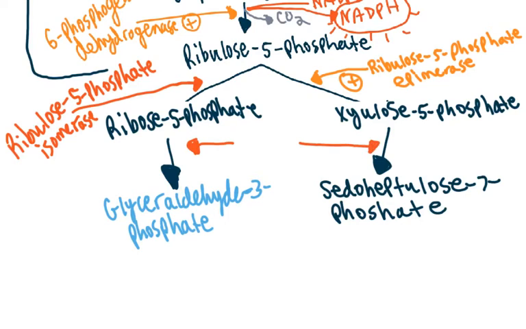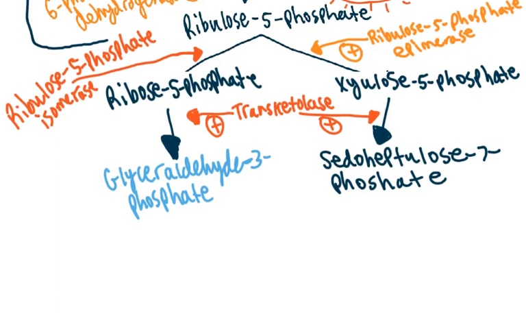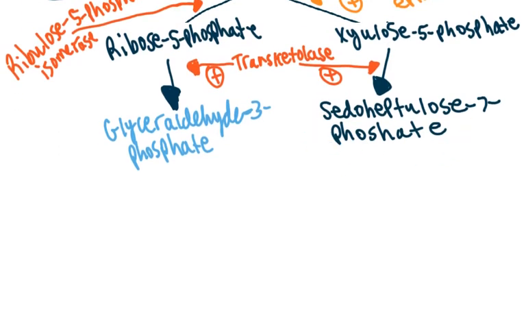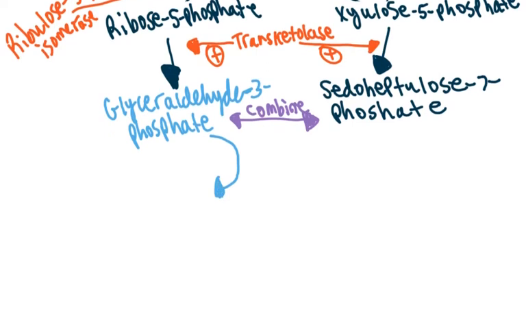Again, for the conversion from ribulose 5-phosphate to ribose 5-phosphate, we used an isomerase enzyme, and an epimerase enzyme for the other reaction. But when we went from ribose 5-phosphate to glyceraldehyde 3-phosphate and xylulose 5-phosphate to sedoheptulose 7-phosphate, we used a transketolase enzyme. So a transketolase enzyme catalyzed both of these reactions. Now what can happen is that sedoheptulose 7-phosphate and glyceraldehyde 3-phosphate can combine with each other, and then after they combine, glyceraldehyde 3-phosphate can turn into fructose 6-phosphate.